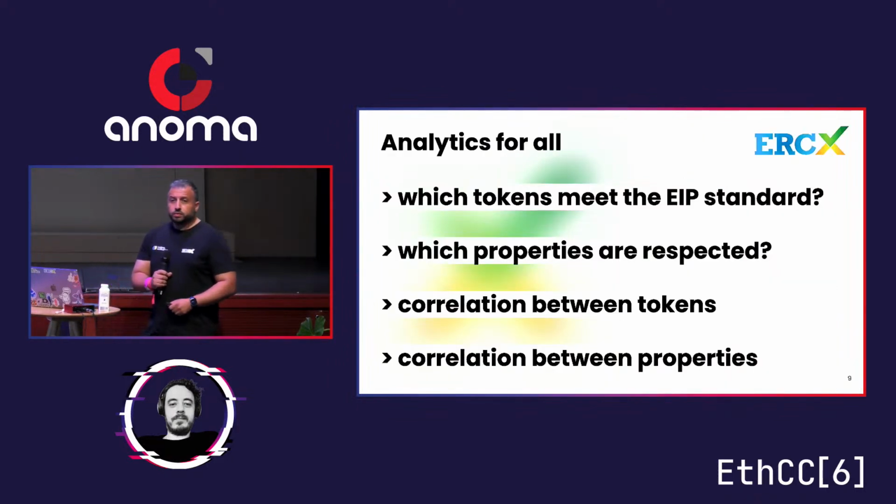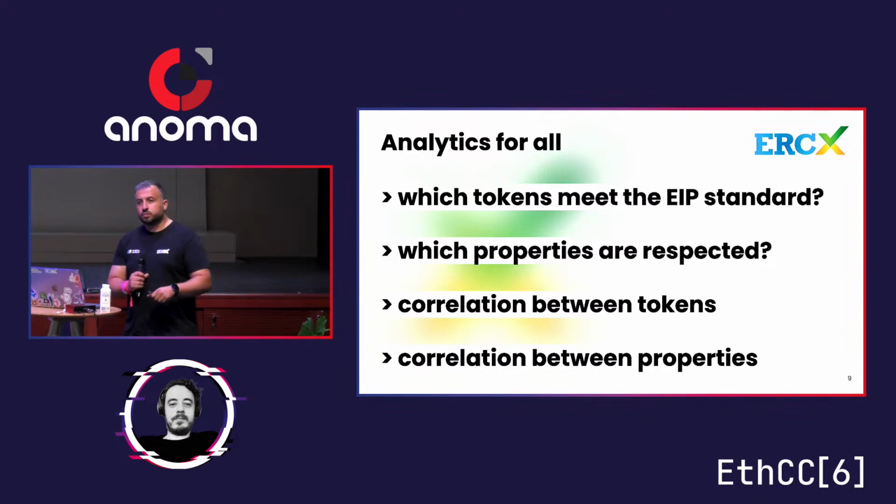All right, before moving on to the demo, let me tell you about the benefit of having such a comprehensive test suite. We have a huge database of tokens, I believe the most comprehensive one, with more than 200K tokens. And using our evaluator, we can now evaluate the tokens from a behavioral perspective. That means that we are now able to answer the kind of simple questions that are on the slides, but much more also. So which tokens meet the standard? What are the properties that are most respected? And also you can look at things like correlation between properties and also between tokens.